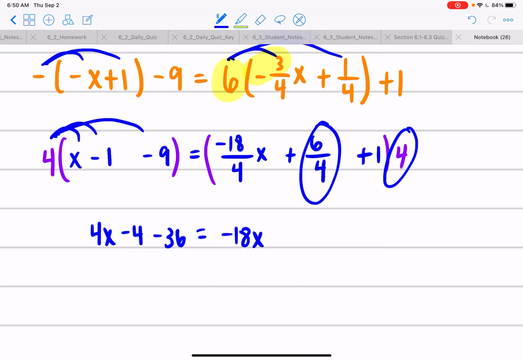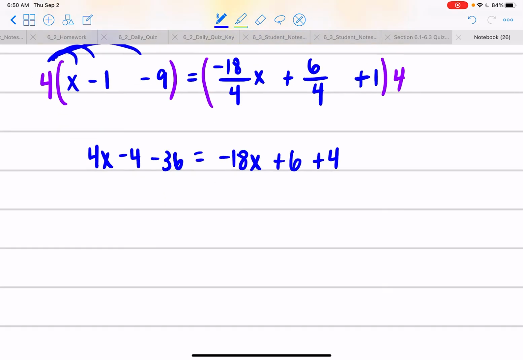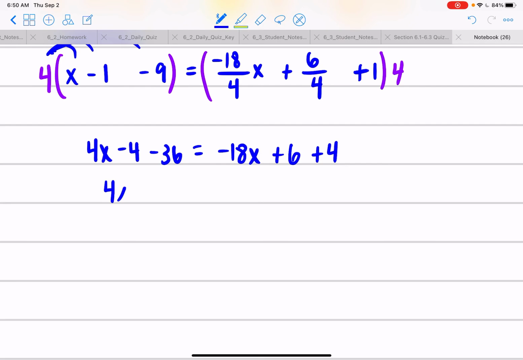What's 6 over 4 times 4? The 4's cancel. You're left with 6. And 1 times 4 is just 4. Okay, let's collect like terms here. 4x minus 40, so negative 4 minus 36 is minus 40. It's going to be equal to negative 18x. 6 plus 4 is 10.